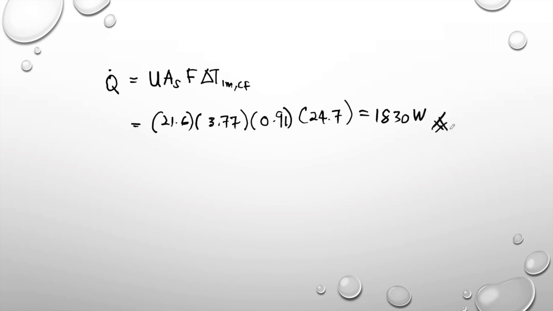During the calculation, if you do not put the unit it is still okay, but the last value must have a unit. If you do not have the units, then we do not know what kind of unit the value represents. So this value is for the Q dot, 1830 watt, before fouling. Remember that this value is before fouling.